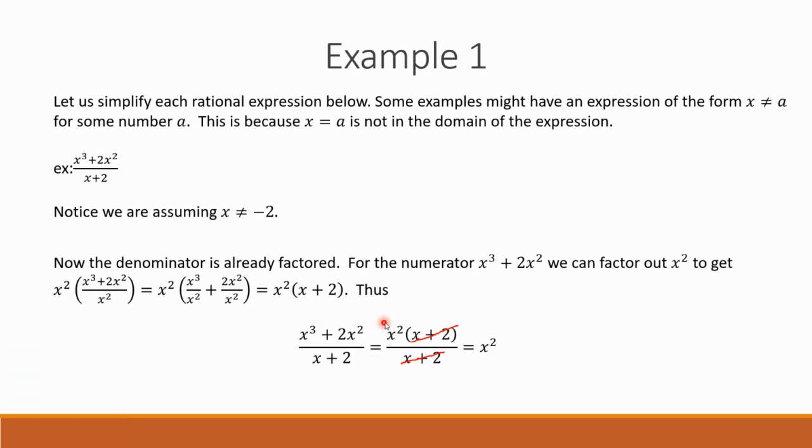Now, here notice we're actually assuming x is not -2. Because if it was, this would not make sense. You can't have 0 in the numerator and denominator at the same time. That wouldn't make sense. So implicitly, we are assuming x is not negative 2. That's why this equation works. Any questions on that?